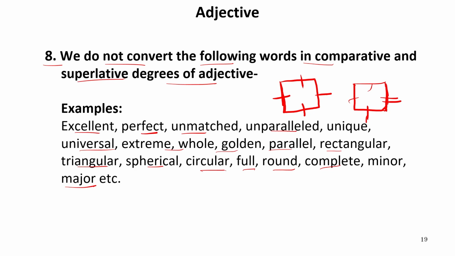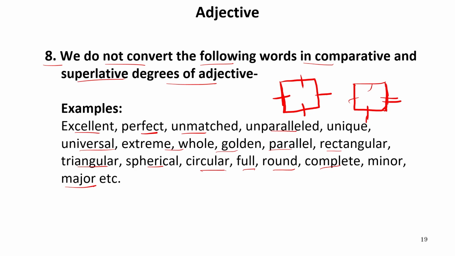Now, suppose we have a wheel that is in a round shape, and I'm saying it is more of a round. No, it should not be, because it is either round or it is not. A person is either perfect or not. If he has a little fault, a little flaw, it means it is not perfect, because we say that nothing is perfect in this world. So, with these words, we cannot use any comparative or superlative degree of adjective.